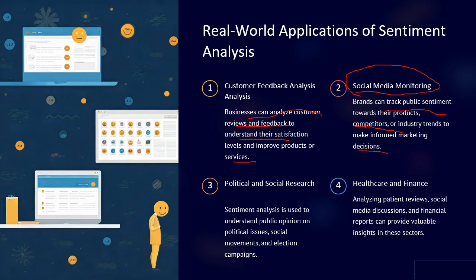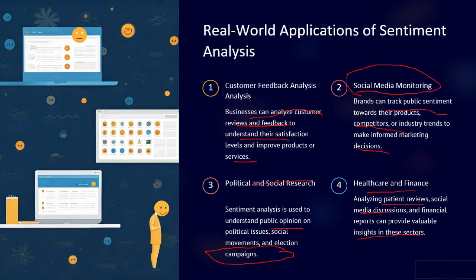So let's see the third one. That's political and social research, which is used to understand public opinions, political issues, and social movements, which will be very useful for election campaigns. Nowadays, many organizations have started election campaigns using sentiment analysis. Let's go to healthcare and finance. Using patient previous records or social media discussions and their financial status, it will provide very valuable insights for these sectors.